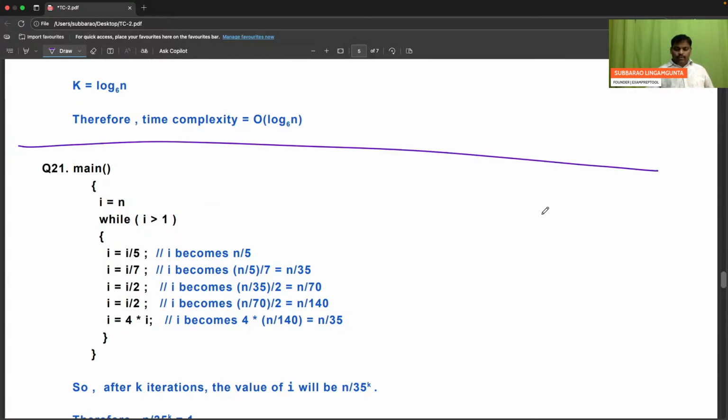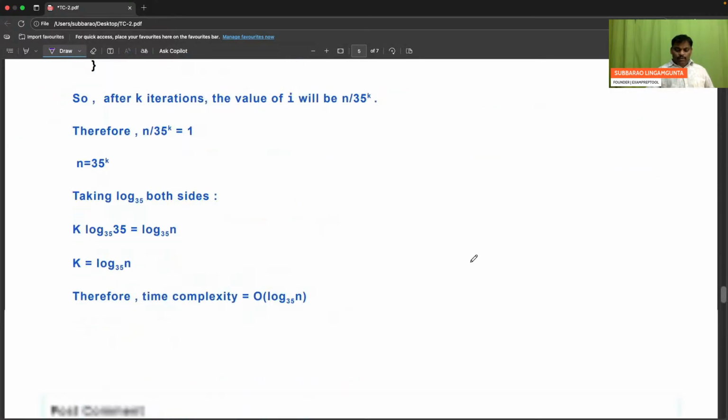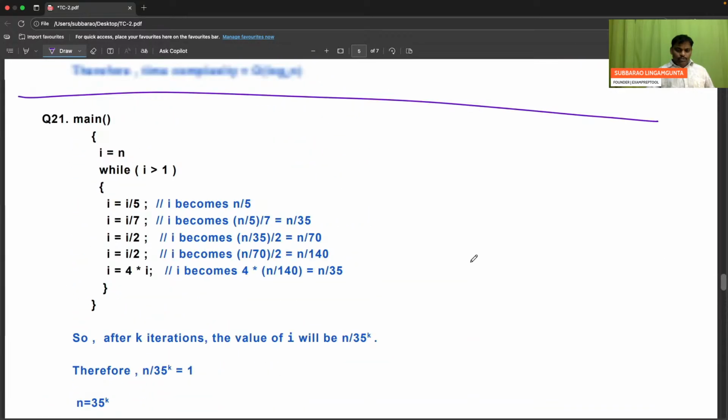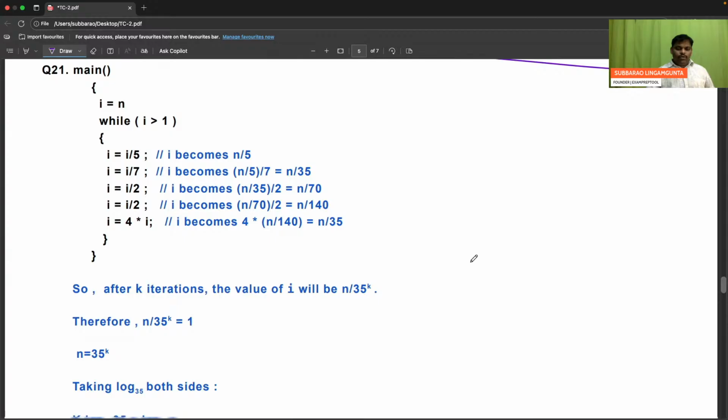Let's go to 21. Everyone understand? I think this may be the last problem. Observe here. Question number 21. Can you see it one time?